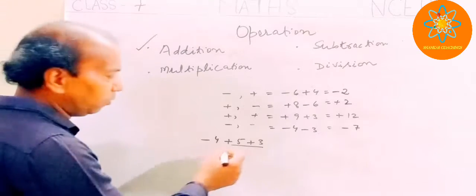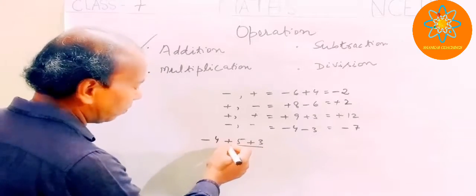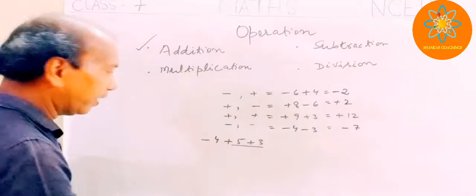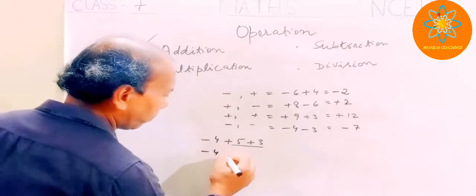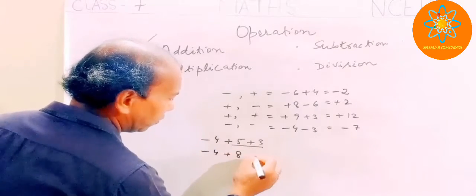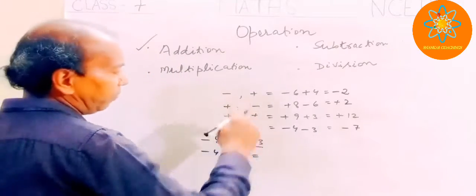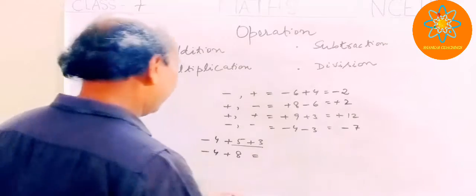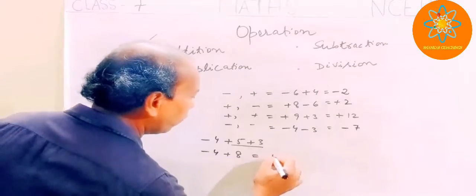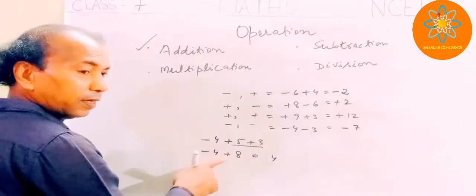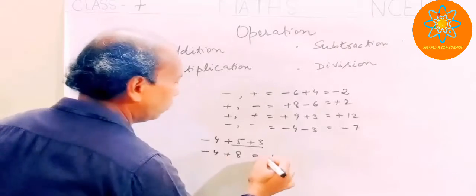For example, I can do it this way: minus 4 plus 5 plus 3. I can do minus 4 plus 8, taking the difference because minus is there and plus is there. If I take the difference, it will be how much? 4. Which one is greater? The positive is greater, so it is plus.